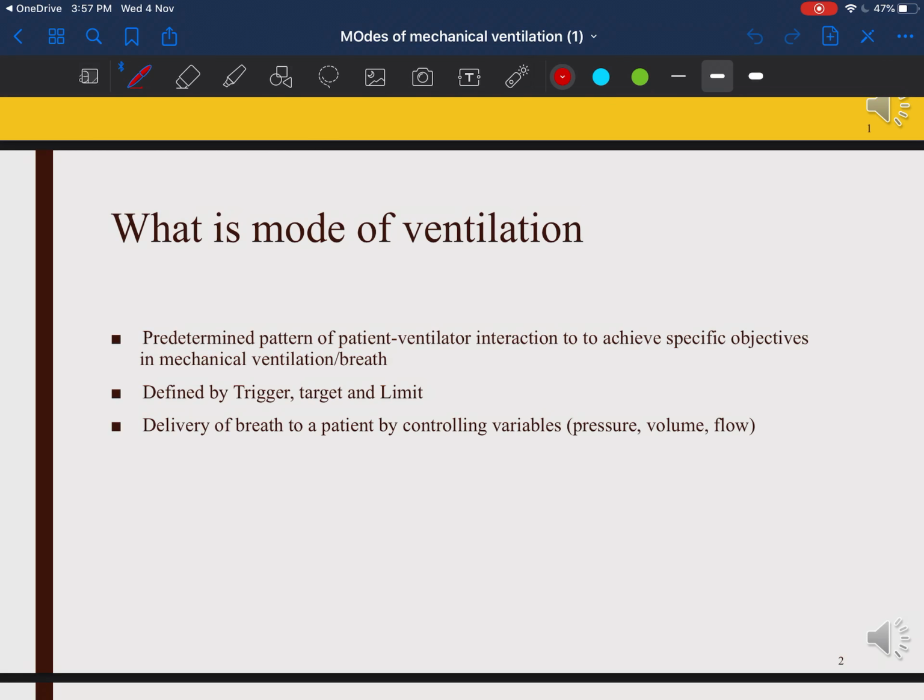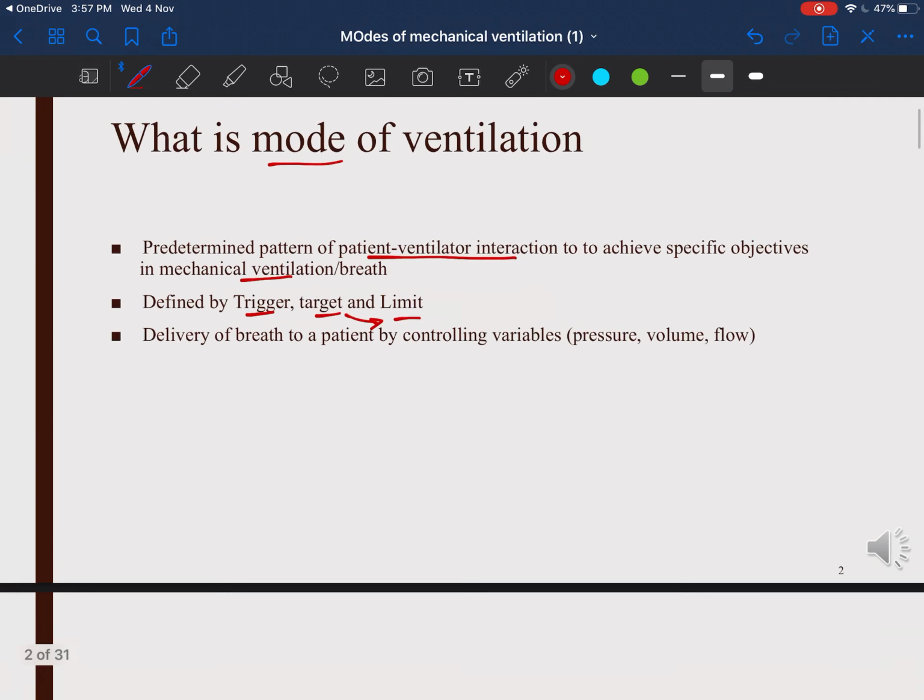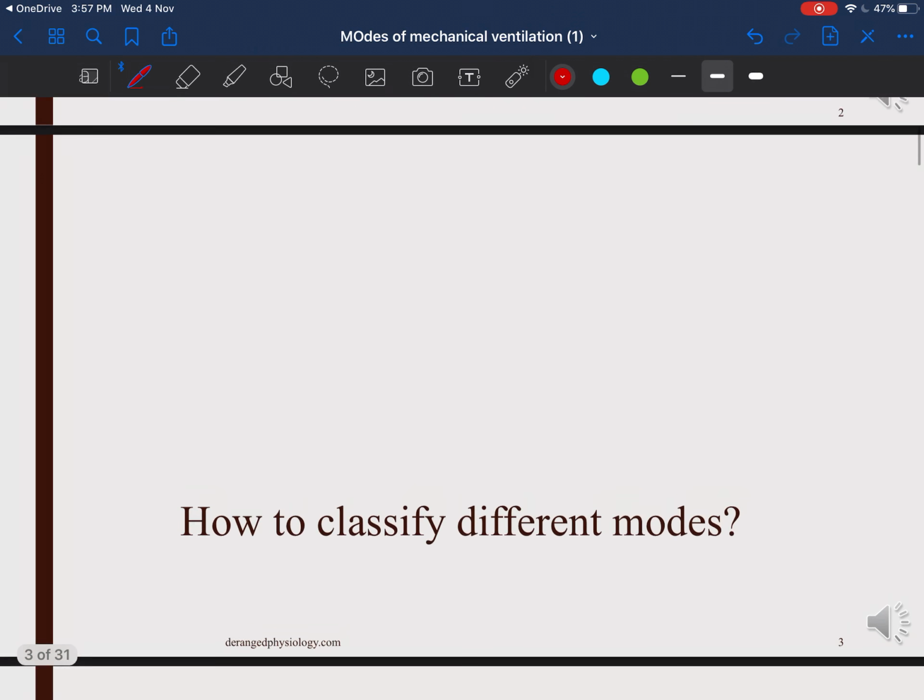It is as simple as that. So this is a predetermined pattern of patient ventilator interaction to achieve a mechanical breath. And this will be defined by trigger, target and limit, and target is usually either a pressure or a volume. So how to classify different modes?